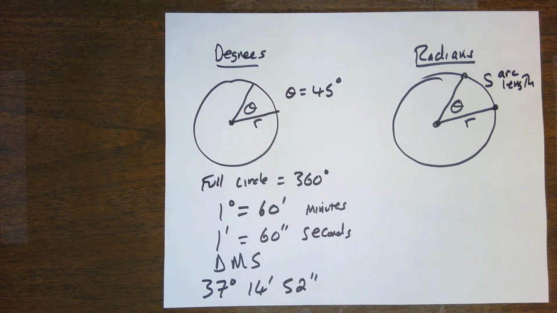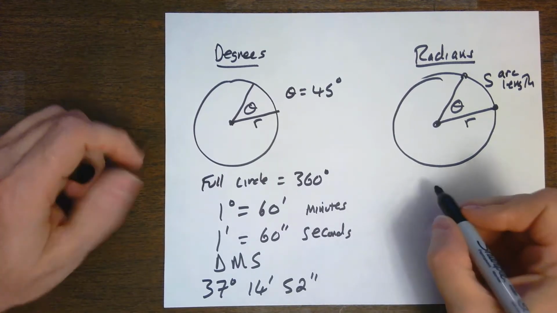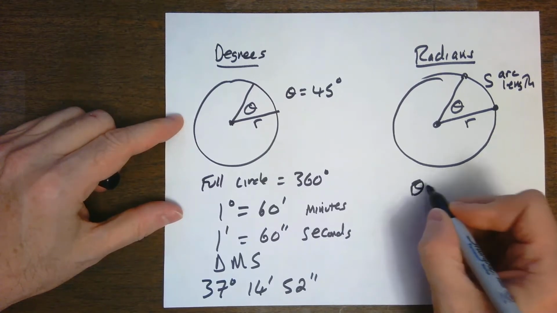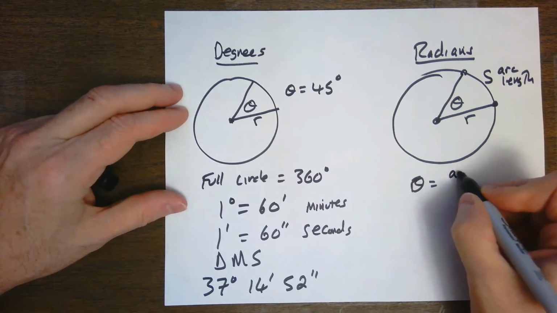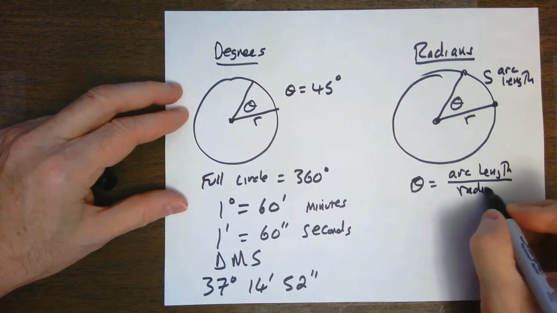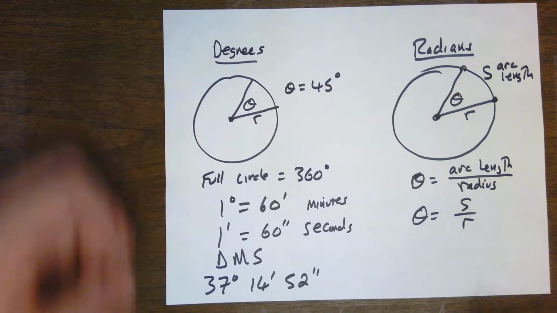Okay, so the radian symbol here is going to give me a relationship between the arc length and the radius. So a full theta is going to be equal to the ratio of arc length over radius. Theta equals S over R.